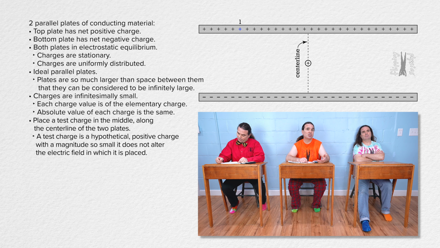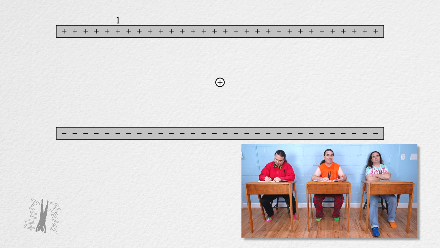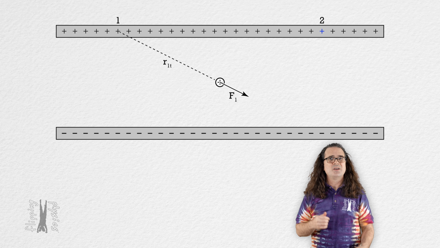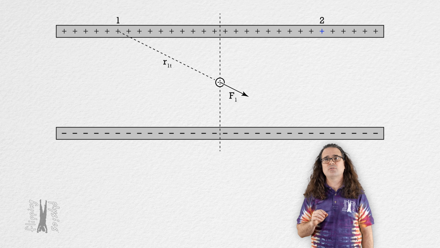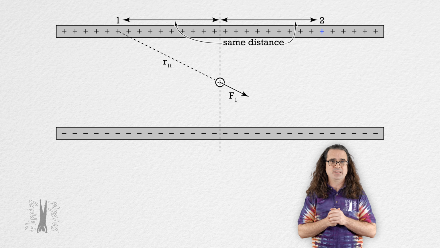That means the direction of the electrostatic force from charge 1 on the test charge will be directed down and to the right, extending a line which goes from charge 1 to the test charge, right? That is correct, Bobby. And notice there is a charge, which I've labeled charge 2, that is located to the right of the center line of the parallel plates, such that charge 1 and charge 2 are both located an equal horizontal distance from the center line of the parallel plates.